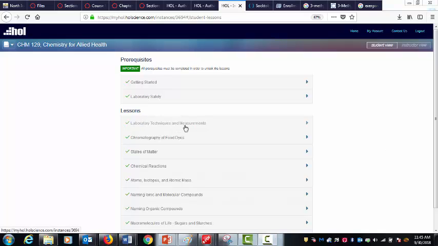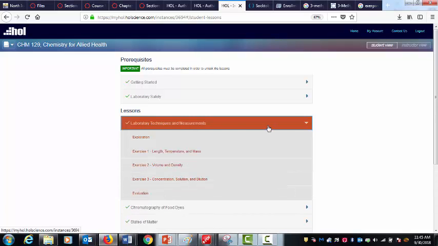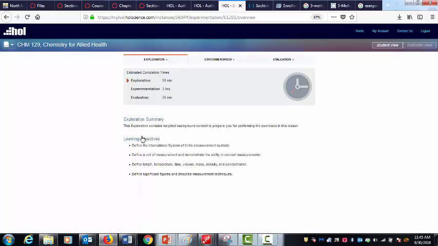So laboratory techniques and measurement is the first of the actual lab experiments that you're going to have to do. And when we look at the drop-down menu, we see there are three sections, which you'll always have for each lab. The exploration, which is the background, and then the exercise part, which is the actual activity, and then the evaluation, which is where you have the questions and the data tables, which you will be filling out along the way. So let's look at exploration.